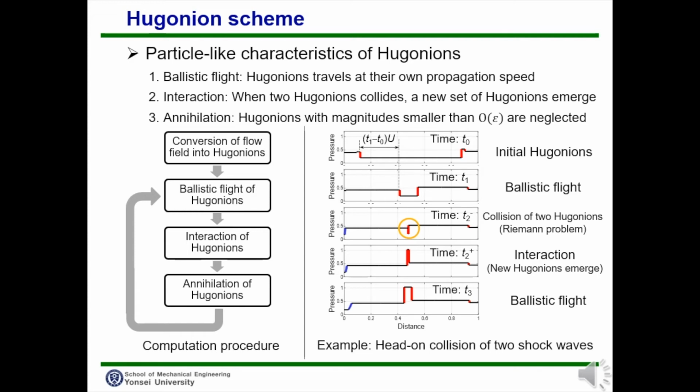The computation procedure for the Hugoniot scheme is shown in the chart. First, the initial flow field is converted into a set of Hugoniots. These Hugoniots then take ballistic flight. When a collision of Hugoniots occurs, a new set of Hugoniots emerges through interaction, and small Hugoniots are discarded from those. Then the Hugoniots take ballistic flight and the procedure repeats.